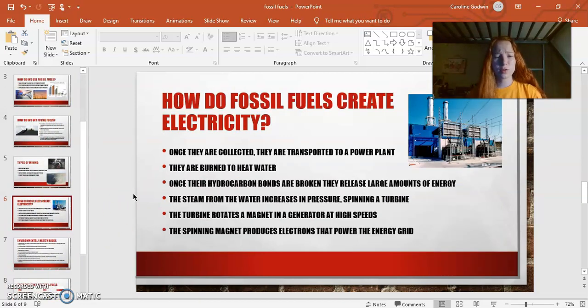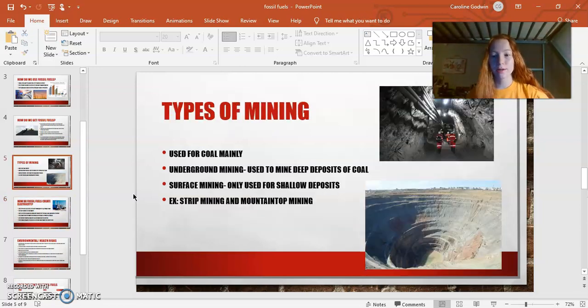So how do fossil fuels create electricity then? Once they are collected, they are transported to a power plant, which we have a picture of here. They are burned to heat water. Once their hydrocarbon bonds are broken, they release large amounts of energy. The steam from the water increases in pressure, spinning a turbine. The turbine rotates a magnet in a generator at high speeds. The spinning magnet produces electrons that power the energy grid.